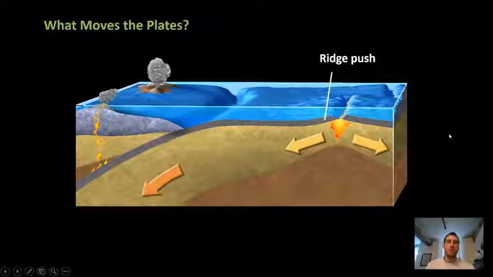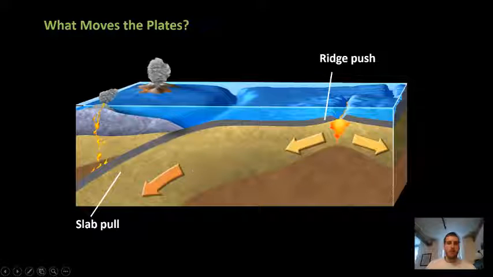This is a phenomenon known as ridge push. So if you have a divergent boundary along one side of a plate, it's going to be pushed by the ridge in that direction. At the same time, if you have an edge of a plate that is being pulled down a subduction zone, it's going to experience a force known as slab pull.